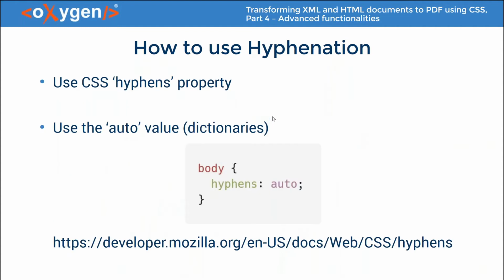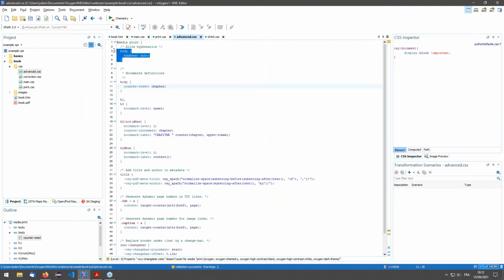So first, let's see how to use the hyphenation. In CSS, it's really simple. You just need to use the CSS hyphens property and define the value as either manual or auto. In this case, we will use auto, so we want the dictionaries. You will find more information about this property in this link I put on the slide, and you will see that here in my style sheet, I already activated the hyphenation on auto.